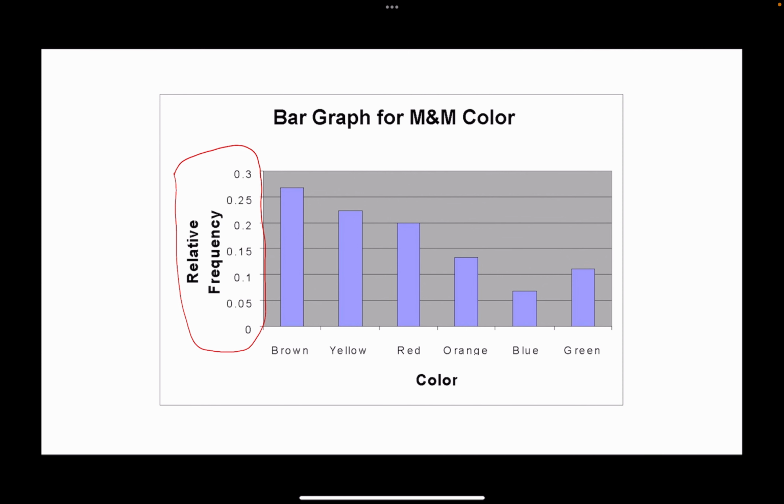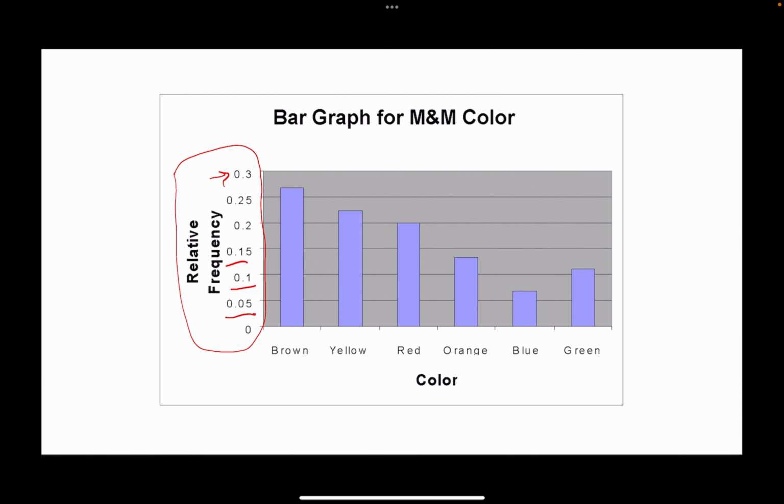So it starts at 0, and I'm going up by basically 5%. So I have 5%, 10%, 15%. Figure out what your highest percent is. Ours was 26.67% or 0.2667. So my top is 30% or 0.3.